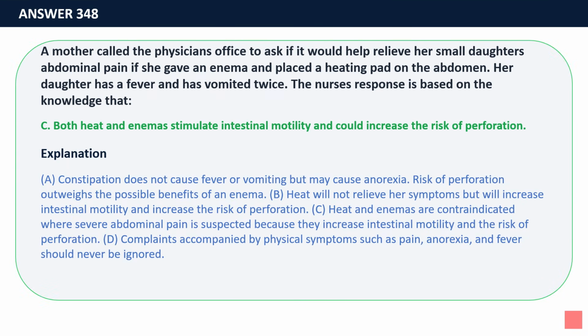Answer: C. Both heat and enemas stimulate intestinal motility and could increase the risk of perforation. Explanation: A. Constipation does not cause fever or vomiting but may cause anorexia. Risk of perforation outweighs the possible benefits of an enema. B. Heat will not relieve her symptoms but will increase intestinal motility and increase the risk of perforation. C. Heat and enemas are contraindicated where severe abdominal pain is suspected because they increase intestinal motility and the risk of perforation. D. Complaints accompanied by physical symptoms such as pain, anorexia, and fever should never be ignored.